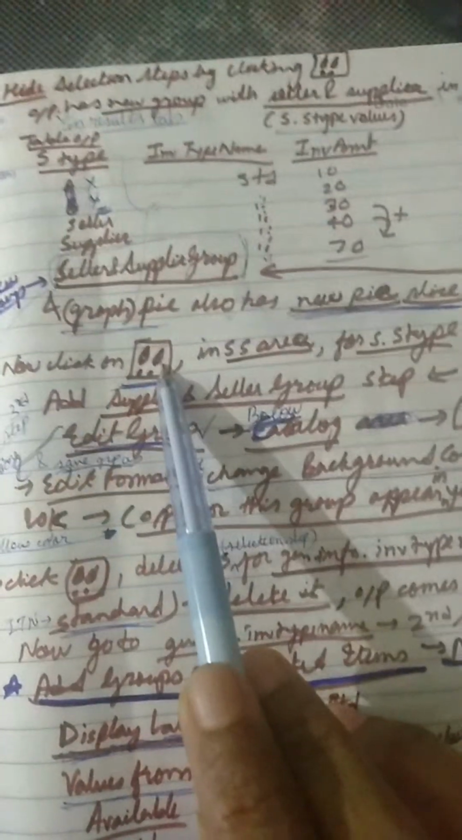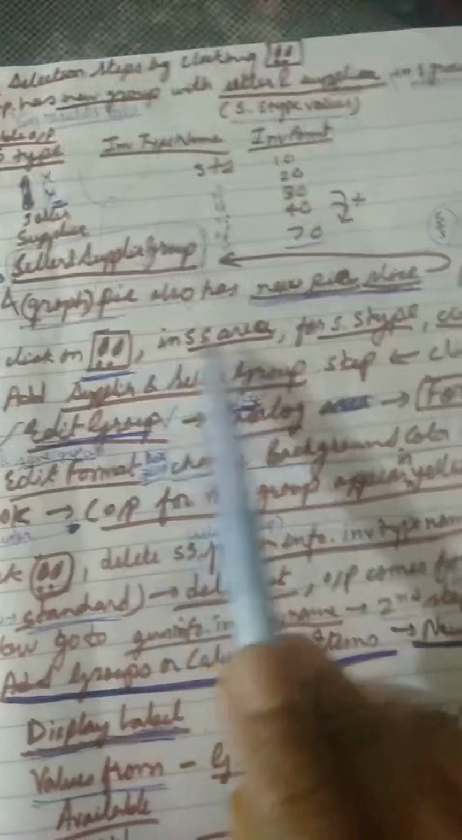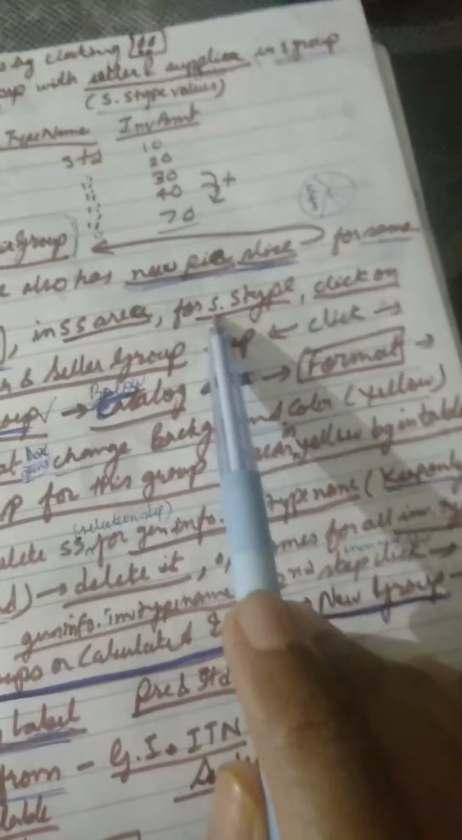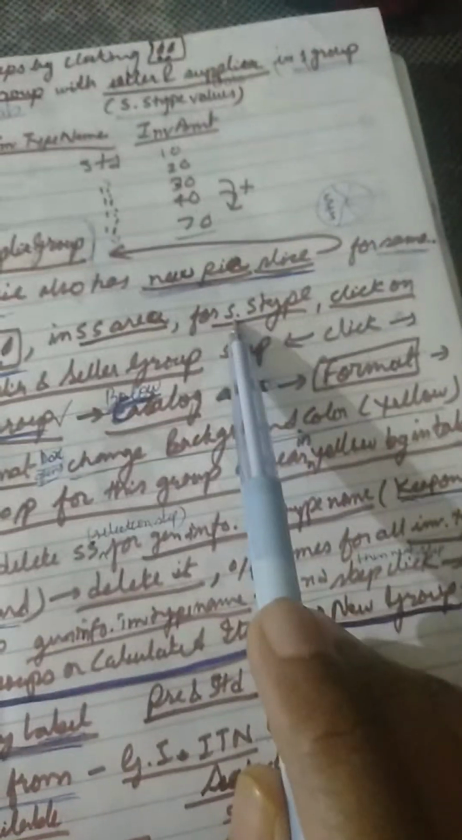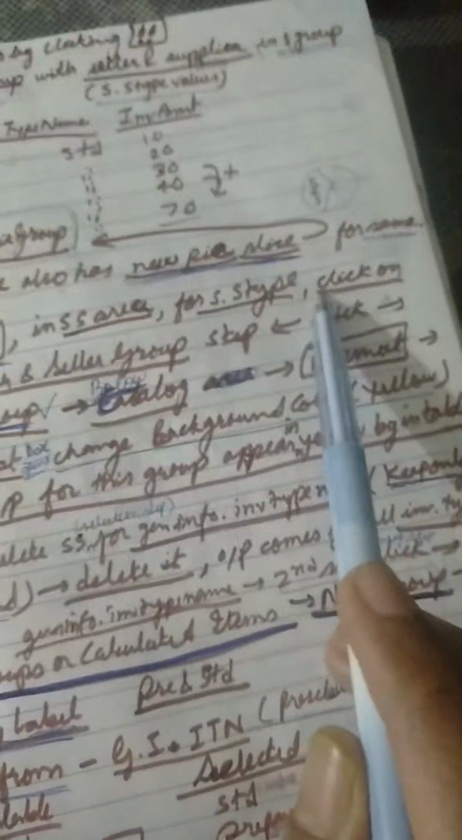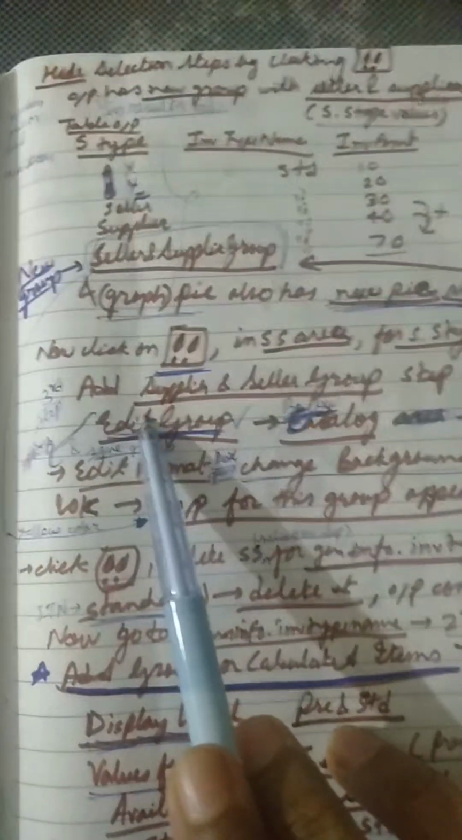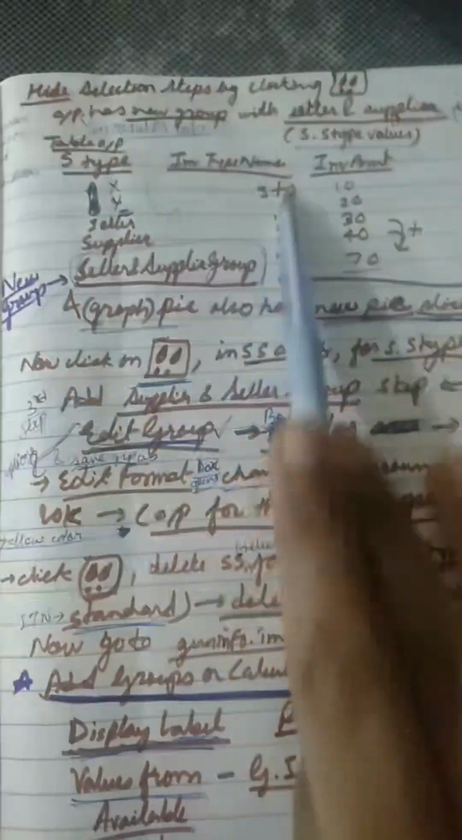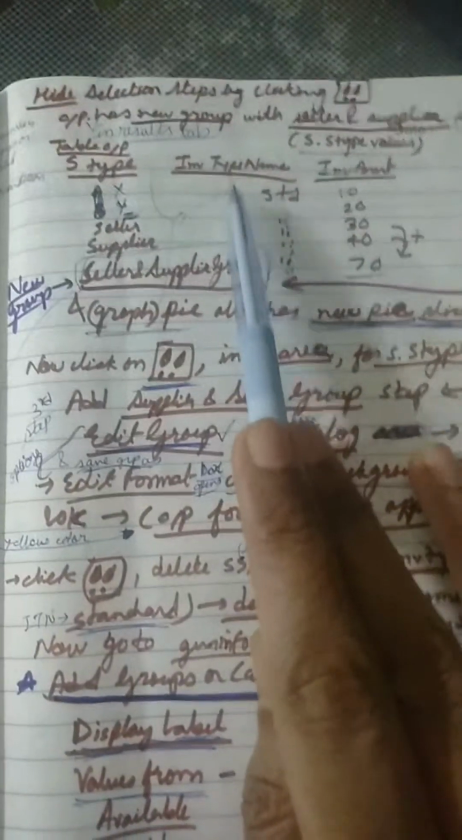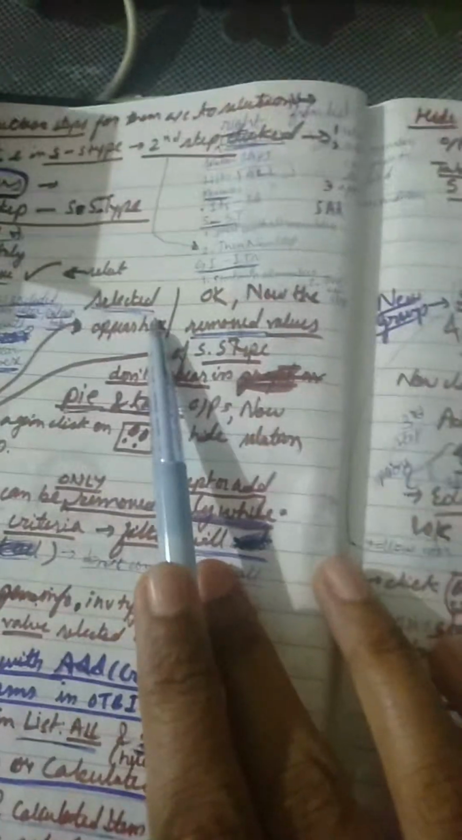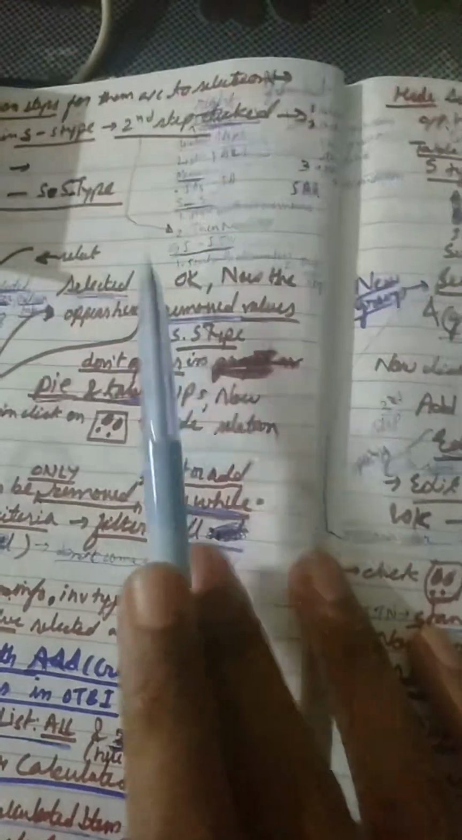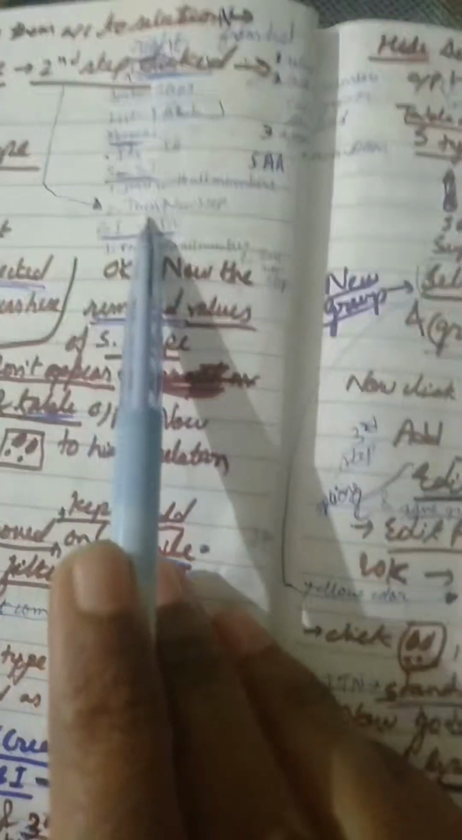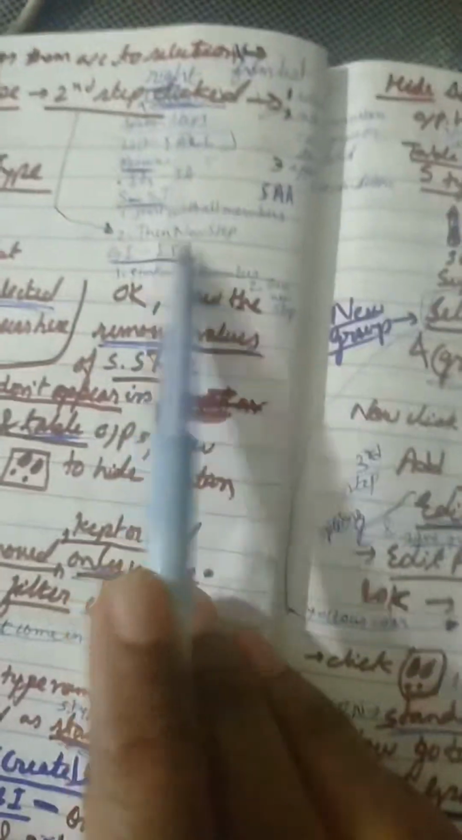Now again we'll click on the same icon. After that, this is for supplier type, right? Click on add supplier and seller group. So this should be the third one, because already I've removed certain values, so that should be my second step. This will be the third step. Now the fourth step will have this one, now new step, then new step.